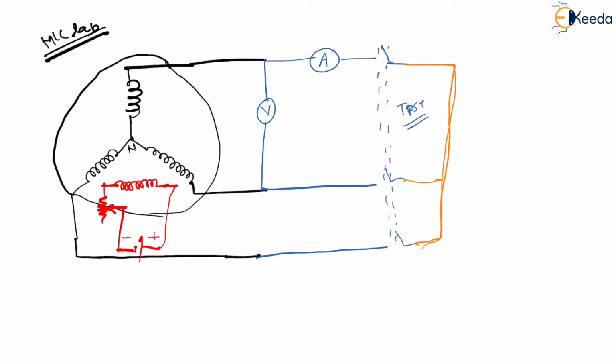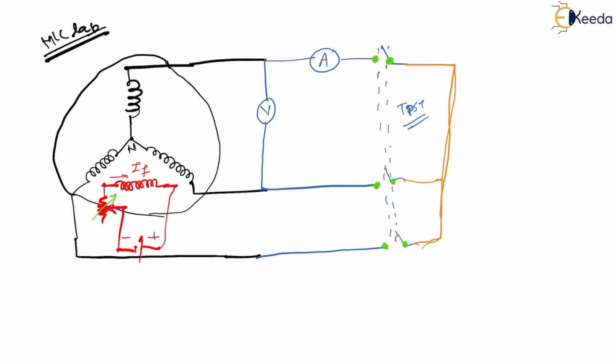Now first thing is, let us see what is open circuit test. In the open circuit test, let me keep this switch open. I'm not connecting any load to this. What will happen then if you keep this open? Now let me vary my field current. How can I vary it? From the rheostat. Field current means the current flowing through this field winding, let me call it IF.